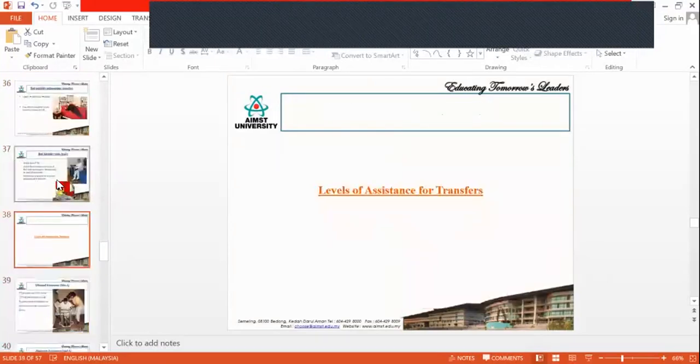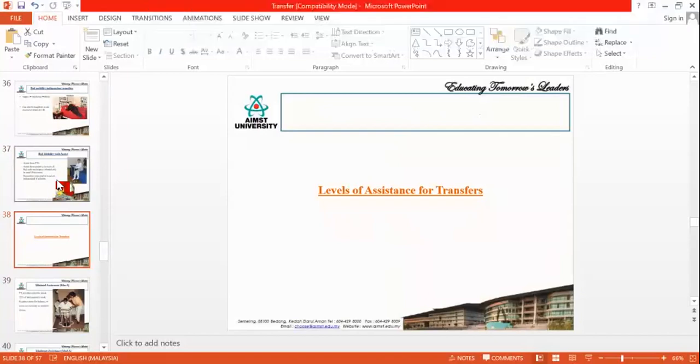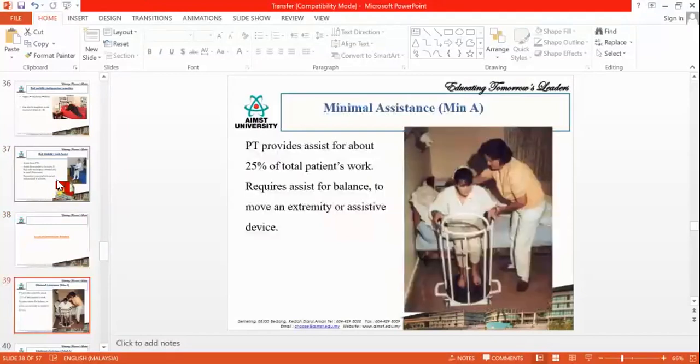Okay. Next is how to decide on the level of assistance needed for the transferring. So how will you decide whether you will be choosing a one-person transfer or a two-person transfer? For choosing this, you need to know the level of assistance needed. Normally one person can assist if the patient's body weight is only 25% extra of your body weight.